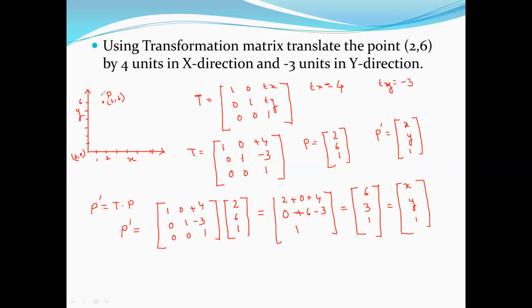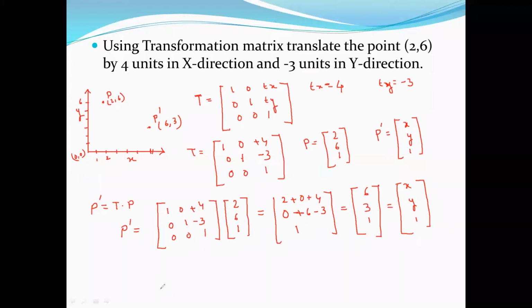So before translation, the position of the point P was at this location. Now after translation, the new coordinate will be 6, 3, 1. Okay. That means 6 units along x direction, so this is 6 and 3, so this is our 3. So somewhere here. Okay. So this will be the translated point with coordinate 6, 3. Clear? So in this way, you can perform the translation of a point.